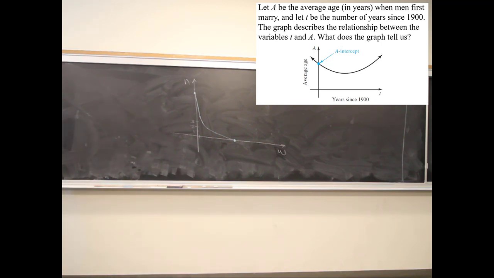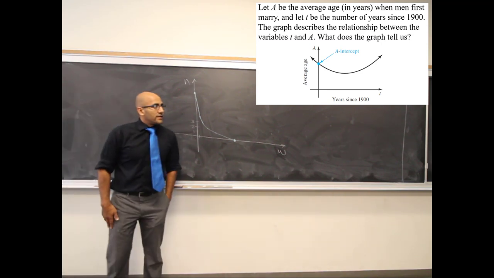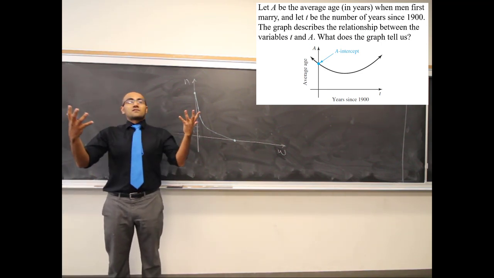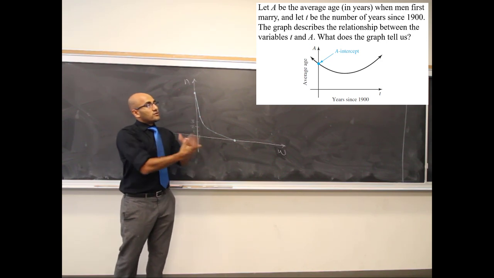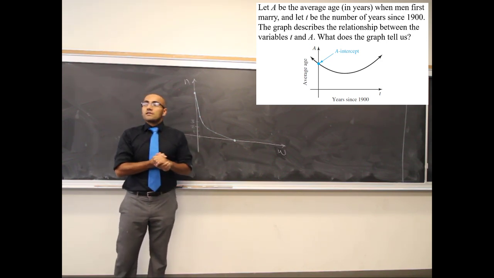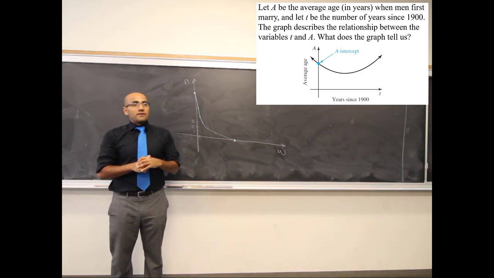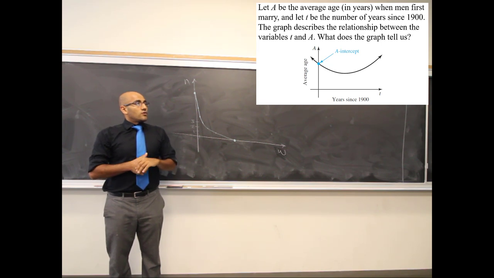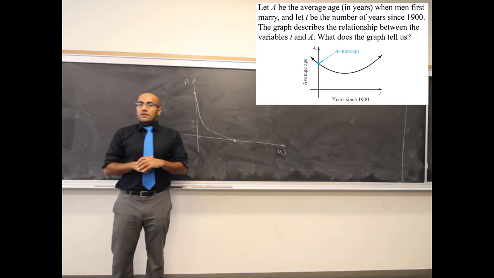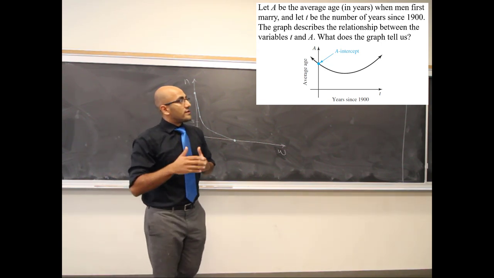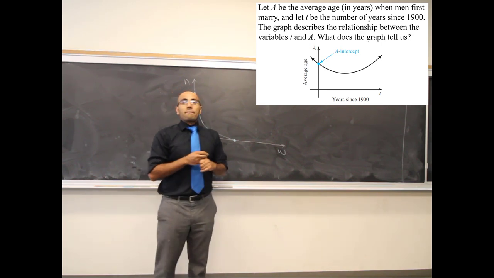What happened in the first 50 years of this past century? What events would have driven the average age at which men first got married to decrease? World War I and World War II, and what else happened in the middle between them? The Great Depression, right? Does it make sense that those things would have driven the average age at which men first got married down?